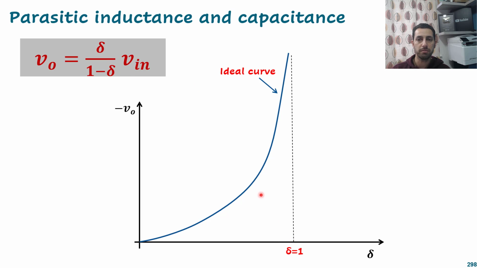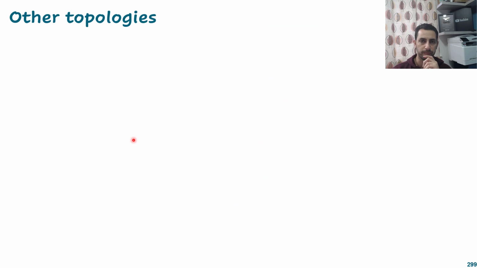But the problem is that practically this doesn't happen because of the parasitic inductance and capacitance, and that will give us a limitation. In the practical situation, we have some limitation. We lose the efficiency and we also lose voltage. That's why we limit ourselves to within 70% of the duty cycle, and we don't go further because it's not really efficient. And again, we have a question: are there any other topologies that combine buck and boost converters?